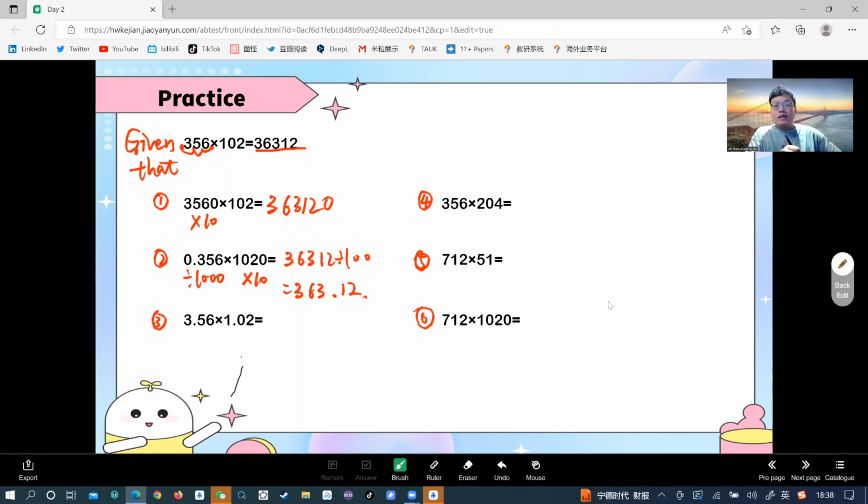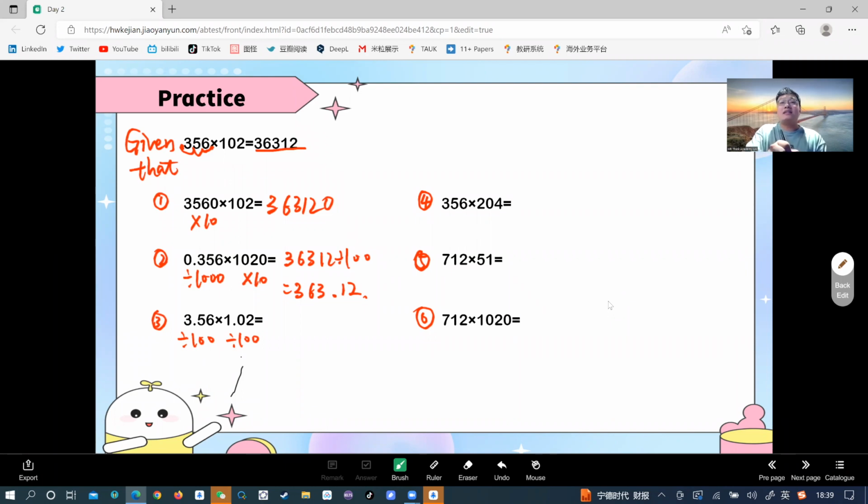It should be 3.6312. Yeah. So for the first multiplier here, we divide that by 100. And for the second one, we still divide by 100. So basically, as a result, as for the product, we need to divide by 100 two times, right? So basically, just divide by 10,000.